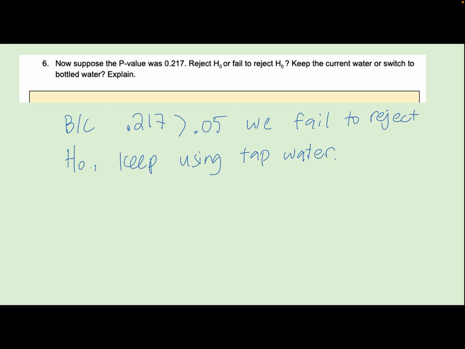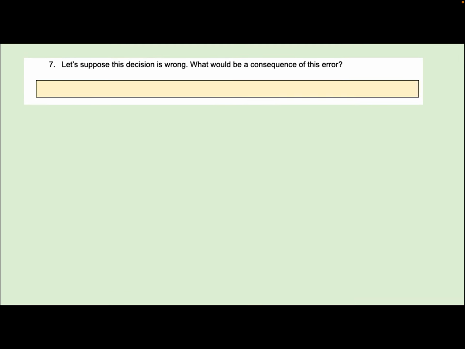All right. And let's suppose this decision was wrong. Let's say we keep using tap water, but we actually shouldn't be. So for question 7, a consequence for this is that people are drinking unsafe water, and that could lead to illness or death. That's kind of the only consequence I can think of for this. If people are drinking tap water when they shouldn't be, the main issue I think would just be illness and suffering. Maybe there's other stuff you guys can think about too.